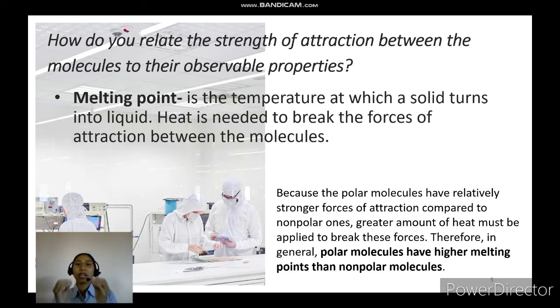Ngano gani? Kay kusog ang attraction between polar molecules to another polar molecule, no? Kusog ang attraction. So, kinahanglan siya og mas daghan nga energy in the form of heat para ma-break nato siya nga mga attraction or mga bonds. That is why higher ang iyang melting point. Alright? Diba? Taas ang heat, taas imong temperature. So, mao na siya nga higher po ang imong melting point. Again, remember, polar molecules mas taas og melting point kaysa sa non-polar molecules.